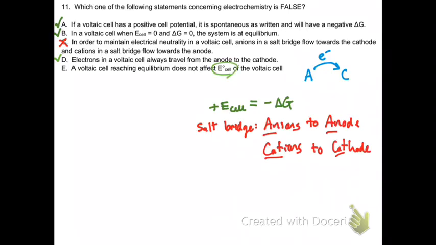And finally, a voltaic cell reaching equilibrium does not affect E standard of the cell. Remember, E standard is if you have 1 molar of everything, 25 degrees Celsius, 1 atmosphere of pressure, etc. E standard is a given property of a cell. It does not change even as the cell approaches equilibrium. So this is also true.